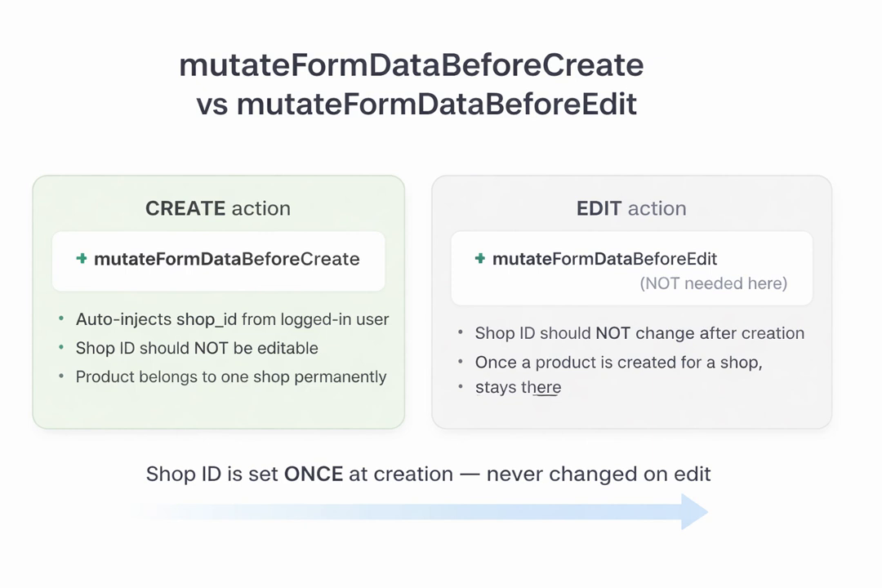Think about it. Once a product has been created and belongs to a specific shop, there's no valid reason to move it to a different shop. That would break the data integrity of the system. So the mutate form data before create method handles the creation case, but there's no equivalent mutate form data before edit needed for this field. The shop ID is a one-time assignment. This is a good example of thinking through your business logic carefully when designing your admin panel.